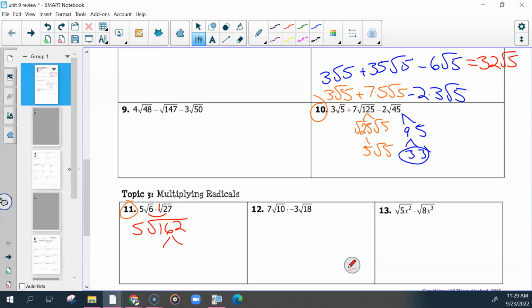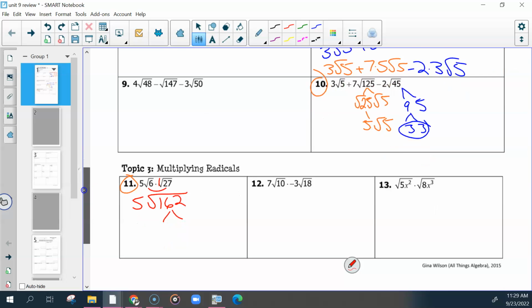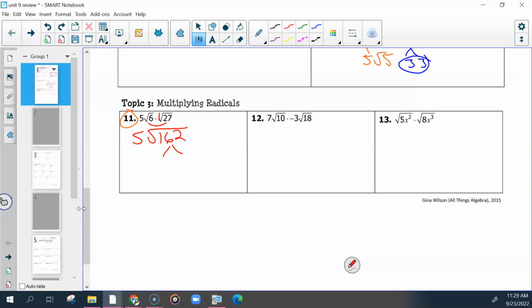Give me 2 factors of 162. 2 and 81. Or if you're using perfect square, that would work also. 2 factors of 81. 9 and 9. Okay, and then we have 3 and 3 and 3 and 3. So we have 2 groups of 3s that get to come out.